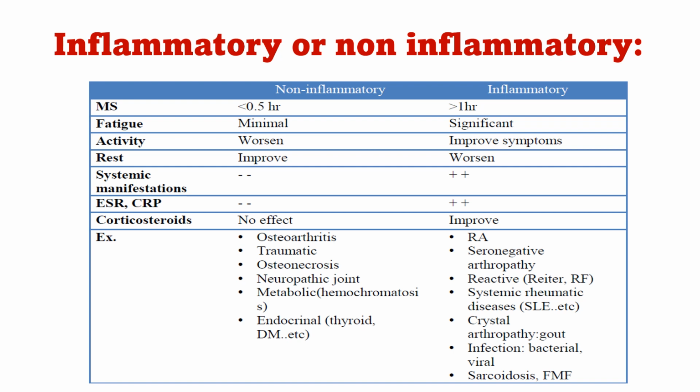Examples of inflammatory arthritis are rheumatoid arthritis, seronegative spondyloarthropathy, reactive arthritis, systemic rheumatic diseases like systemic lupus, crystal arthritis like gout, and infectious arthritis. However, for the non-inflammatory, the most important example is osteoarthritis, and also traumatic, osteonecrosis, neuropathic, metabolic, and endocrine causes.